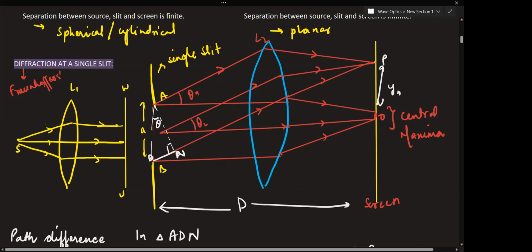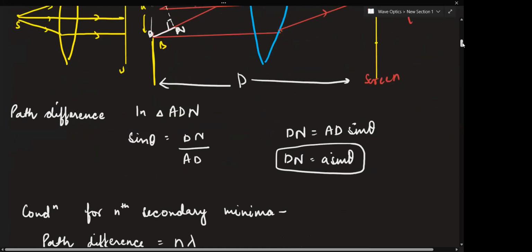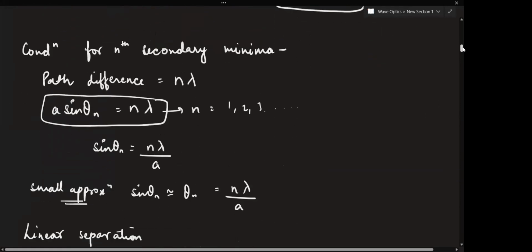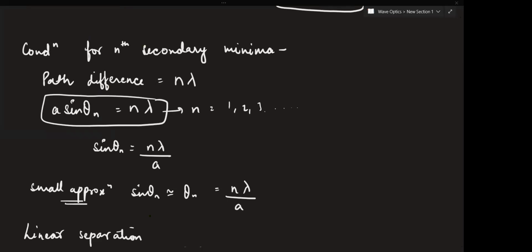Then at this point P, we get our first minima. Similarly, we'll be having a first minima over this side. So we have calculated, we had seen, A was the width of the slit. A is the width of the slit. So conditions for nth secondary minima. For nth secondary minima, the path difference is n multiplied by lambda.